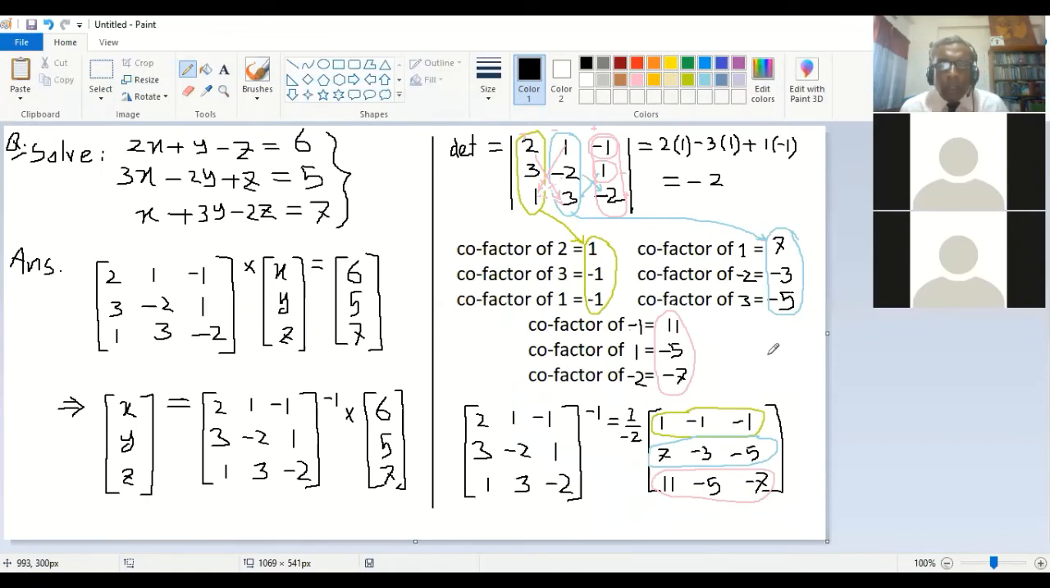Yes, sir. Okay, now the inverse value is found. So we put this inverse value here, and then we do the calculation for finding XYZ.